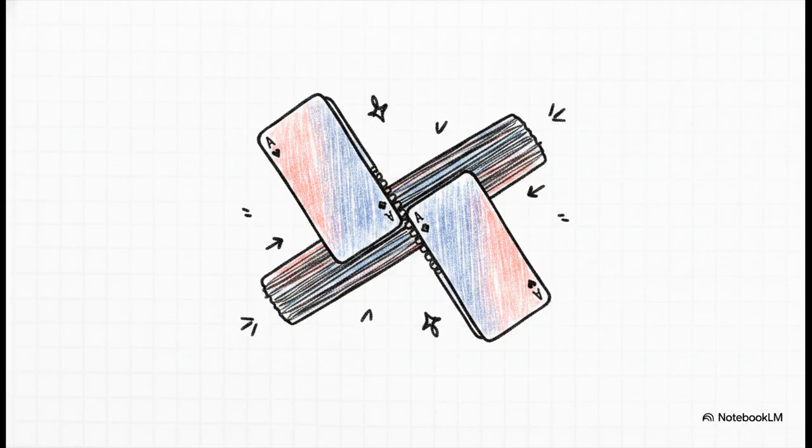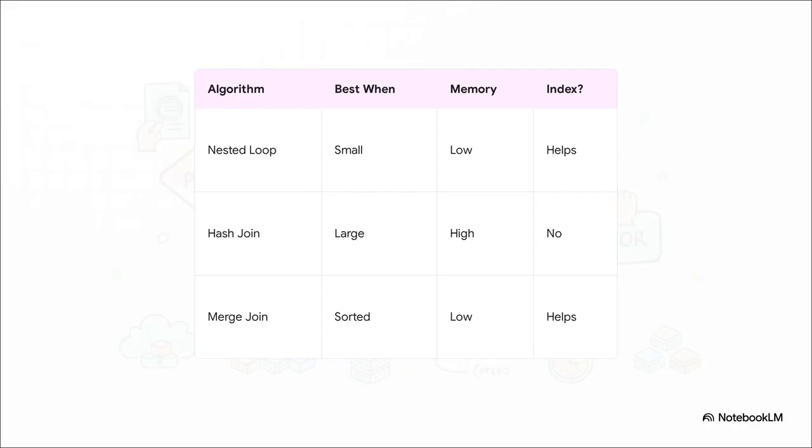And finally, we have the merge join. This method elegantly zips two tables together at the exact same time. It's just like merging two already sorted decks of cards by simply comparing the top card of each deck. It is incredibly fast, but the catch is it requires both tables to already be sorted or indexed on the join column.